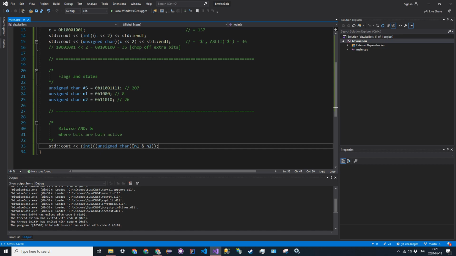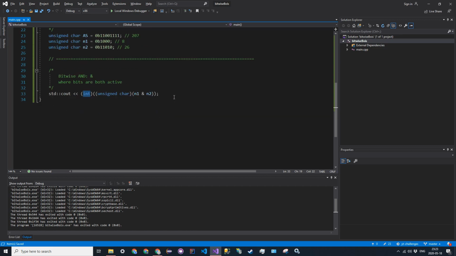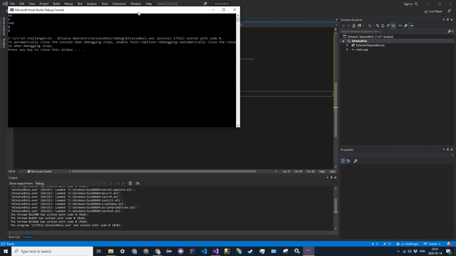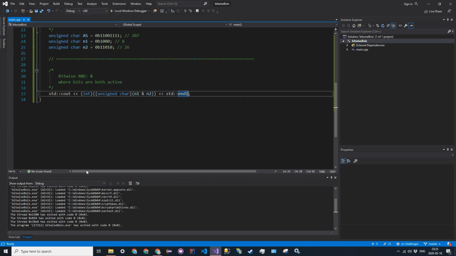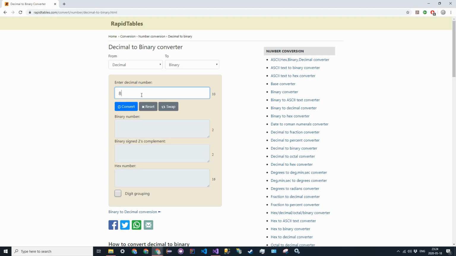So what this is doing is a bitwise AND between N1 and N2. It's getting the unsigned char, so we're constraining the memory, and then we're just converting it to an integer, so we don't have to go to the ASCII table. It just makes it easier on us. Okay, we get the number 8, so let's look at what 8 looks like. 8 decimal is 1000.